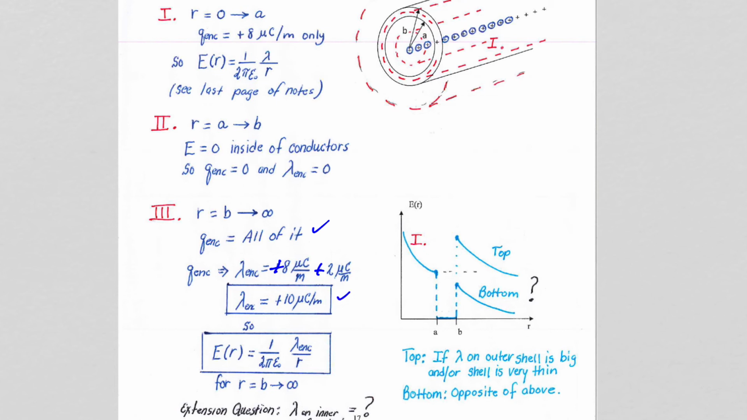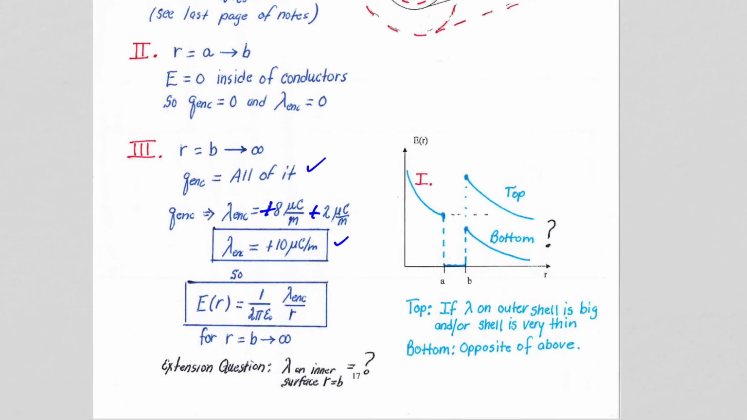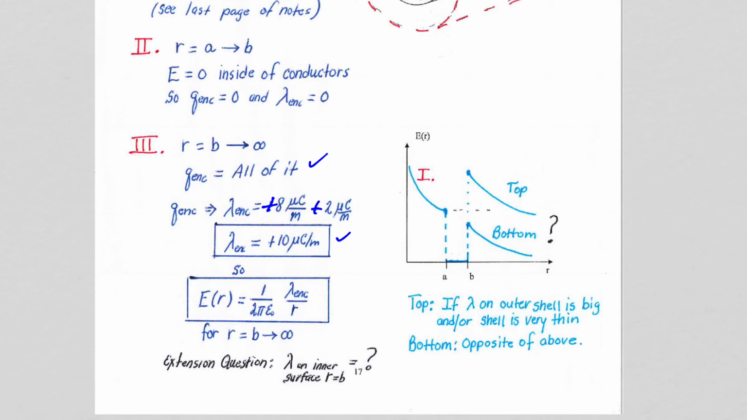That means the electric field from b out to infinity is still represented by our hyperbolic 1 on 2 pi epsilon naught, lambda on r, where the lambda enclosed now equals the plus 10 microcoulombs. So my extension question down here we have already answered. That's the lambdas on the inner surface and the outer surface, the plus or minus 8 and plus 10 that we just talked about.